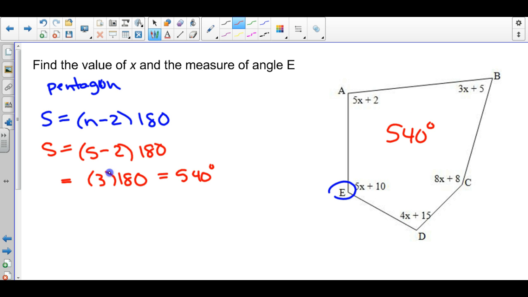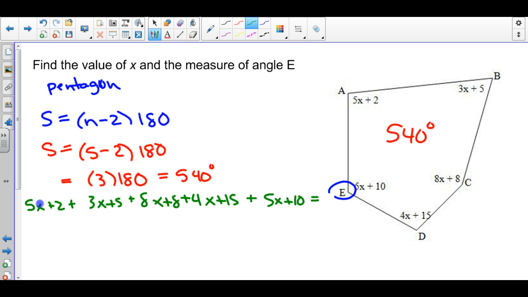So that would be our next thing then, is to take each one of these quantities. I'm going to start with the letter A, and I'm going to work my way around the figure, and we're going to add up every one of these. So I'm going to write it all out. This is going to be insanely long. 5x plus 2 plus 3x plus 5 plus 8x plus 8 plus 4x plus 15 plus 5x plus 10, and that is going to equal 540 degrees because that is the sum of our interior angle measures.